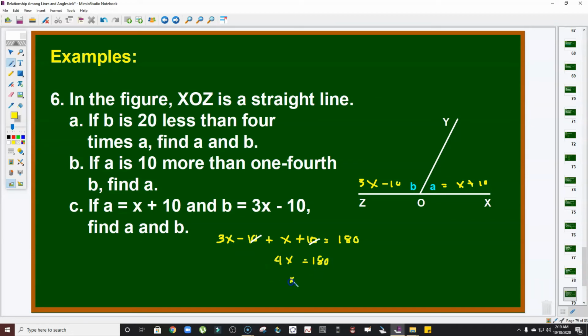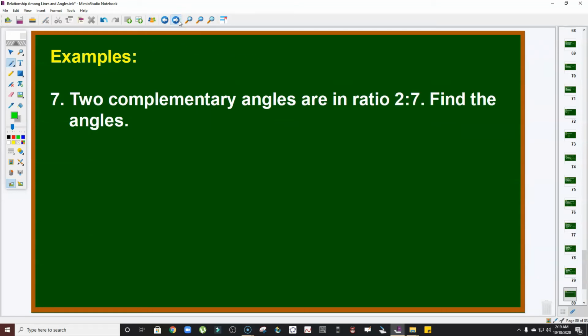And we know 180 divided by 4 is 45. So, therefore, ang tanong, what is A? What is B? Okay, so since x is 45, 45 plus 10, that's equal to 55. What's B? Okay, so syempre, pwede mo na lang isubtract 180 minus 55, that's 125. But if you want to verify that, kung 125 ba talaga, alright, 3 times 45, that's 135, minus 10, of course, that will give you 125. Clear?